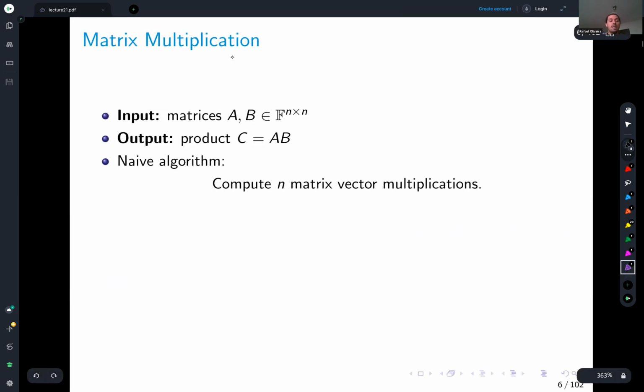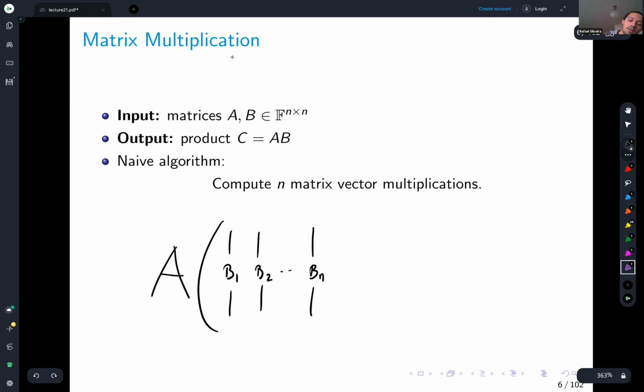All right, and this is the naive algorithm that we just talked about. This naive algorithm just computes n matrix-vector multiplications. If you think about a matrix A, I can think of the matrix B as a bunch of columns, like vectors B1, B2, up to Bn. The computation that I described is essentially multiplying A by B1, just done entry by entry. But essentially it's the same as computing A times B1 and then A times B2 and so on. So we're computing n matrix-vector multiplications.